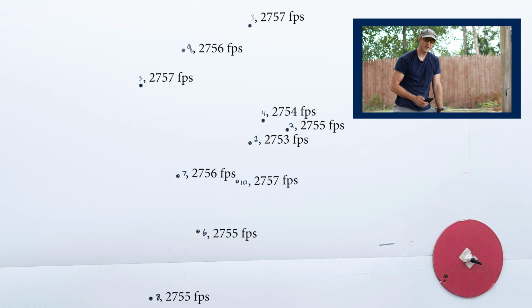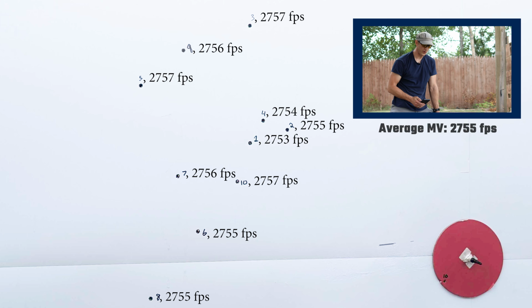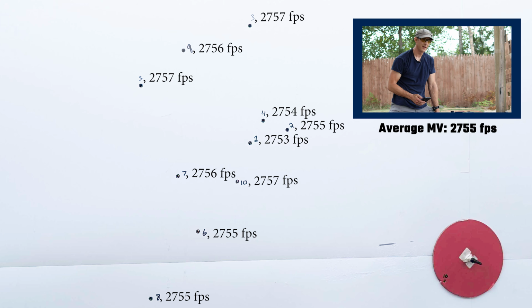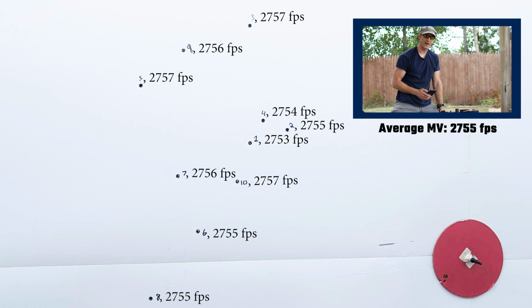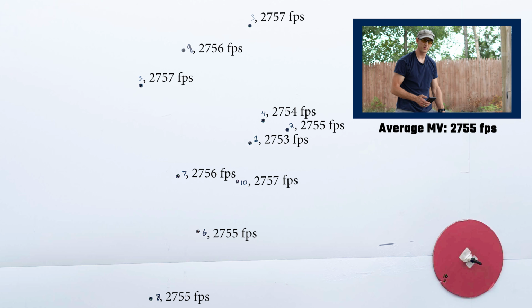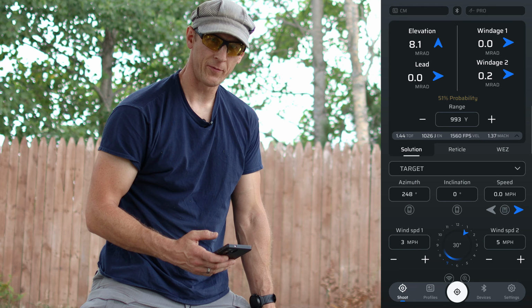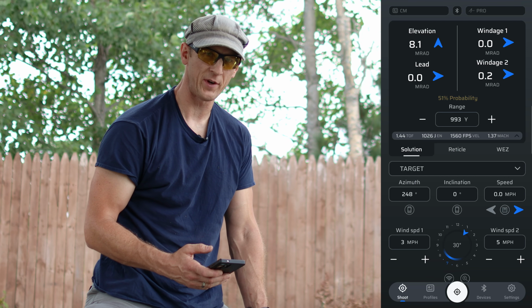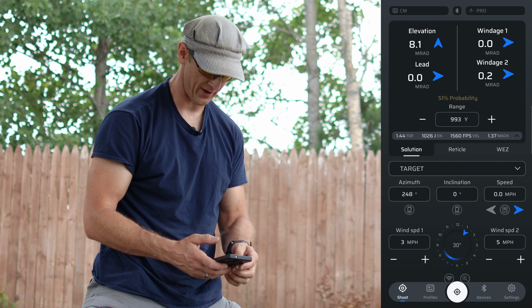Okay, so we fired 10 shots at 1,000 yards, and the group was about 6 inches high of center. That's about 2 clicks. Now, I measured the velocity on the 1,000-yard string. It was 2755. That's like 8 feet per second faster than our solution was based on. Our original solution was 8.1, and that was based on 2747, which was our speed at 100 yards.